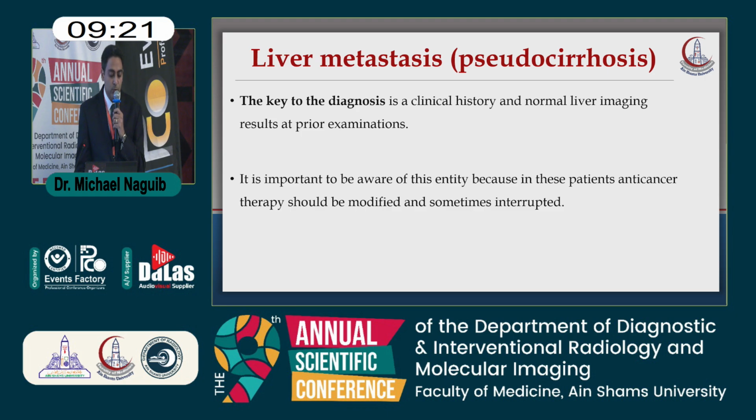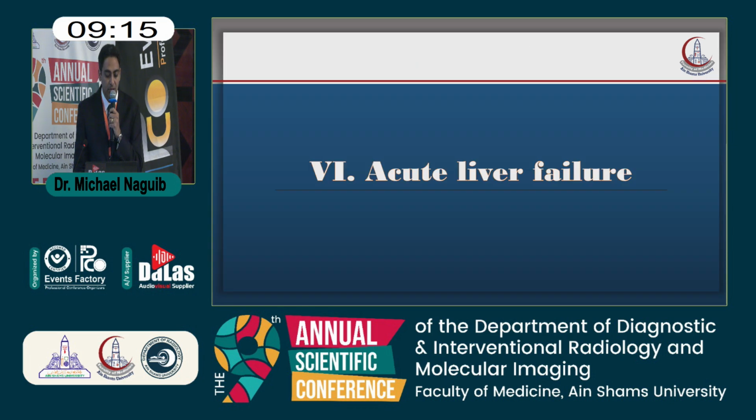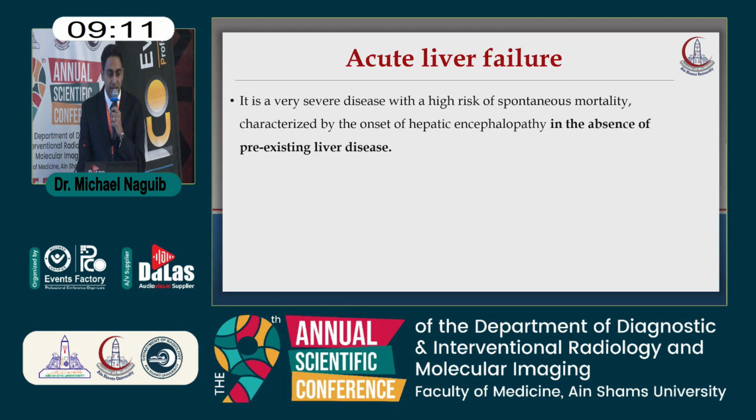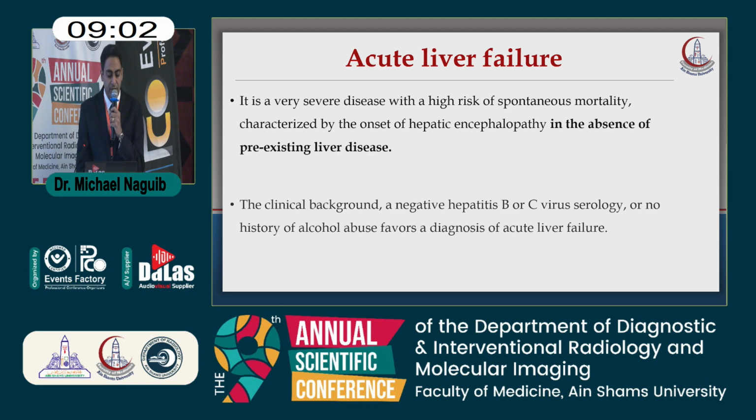It's important to be aware of this entity because in these patients, anti-cancer therapy should be modified and sometimes interrupted. Six, acute liver failure. It's a very severe disease with a very high risk of spontaneous mortality. It's characterized by onset of hepatic encephalopathy in absence of pre-existing liver disease.